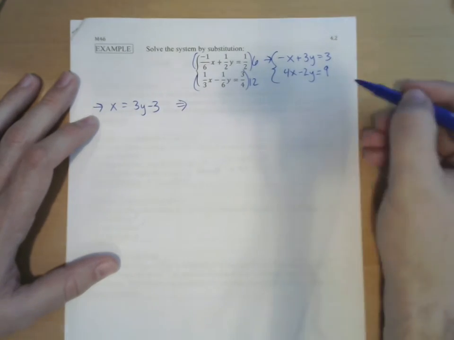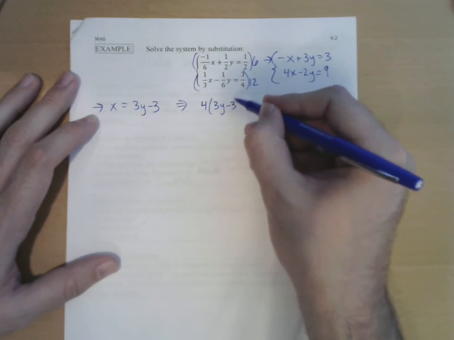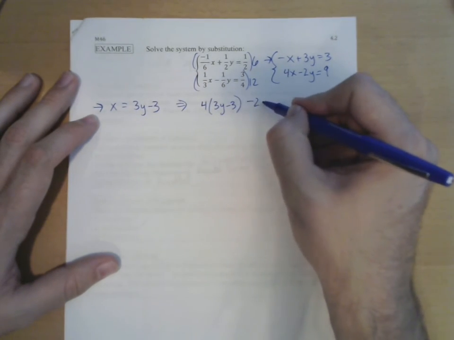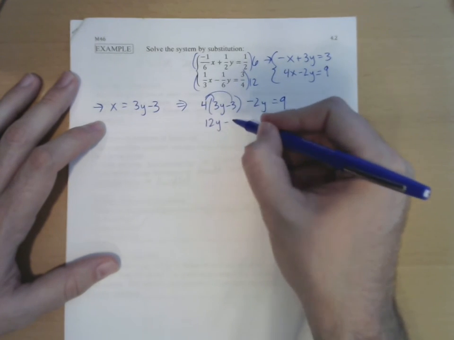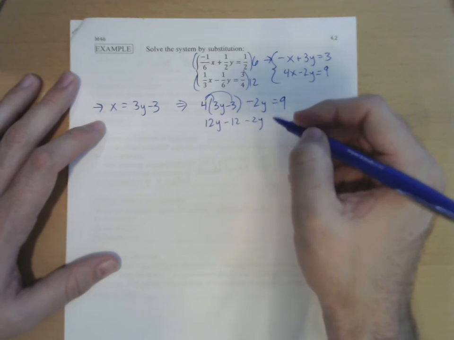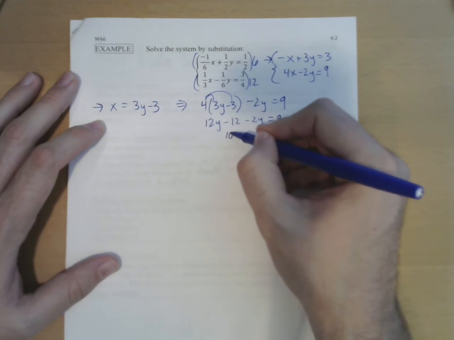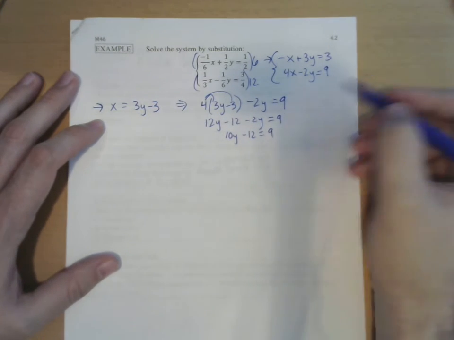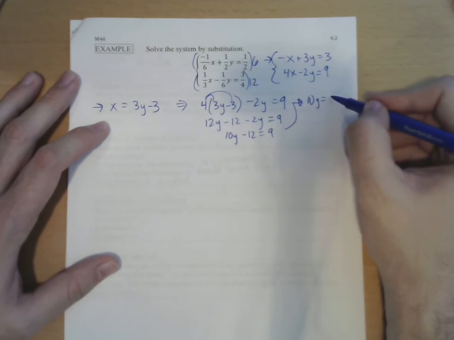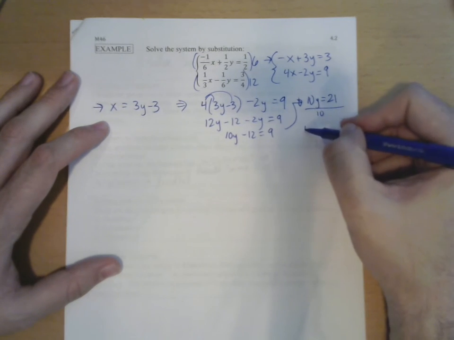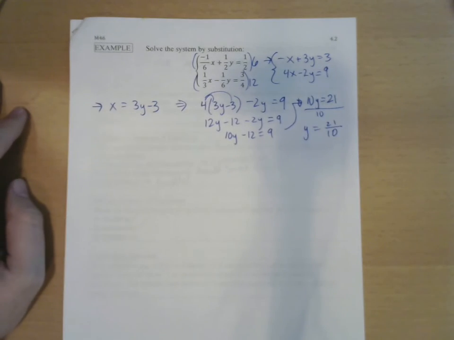And then I can plug that in to this equation here, and we have 4 times 3y minus 3 minus 2y equals 9. Distribute my 4, 12y minus 12 minus 2y equals 9. 12y minus 2y is 10y, minus 12 equals 9. Add 12 to both sides, and we have 10y equals 21. Divide by 10, and we get y equals 21 over 10. See what I mean? Fractions galore.